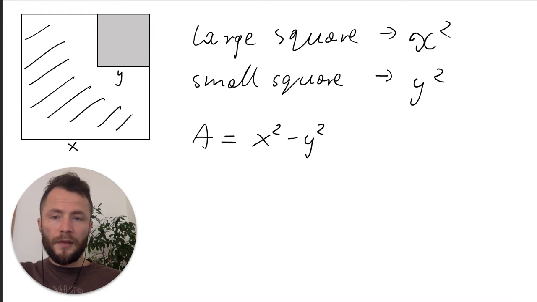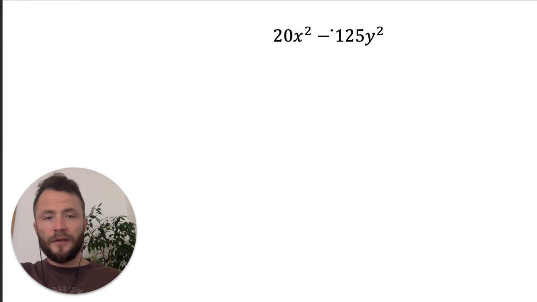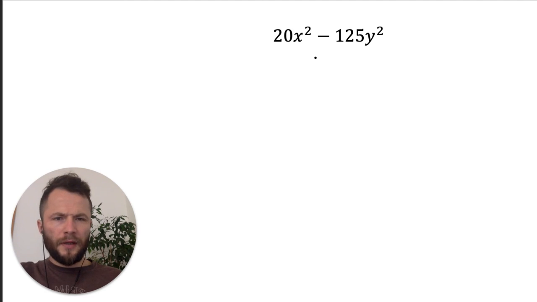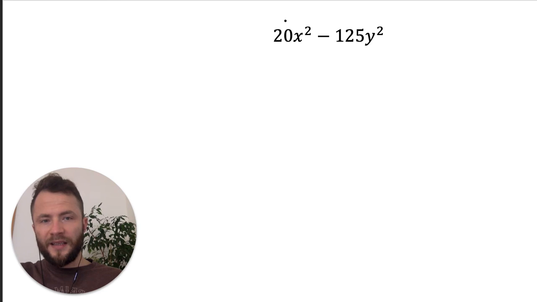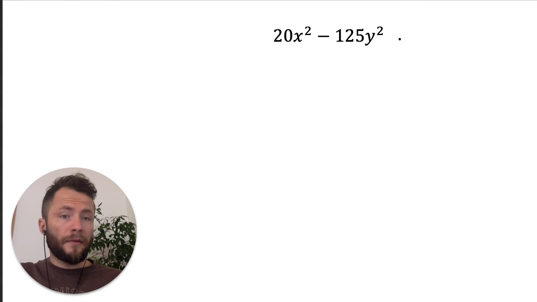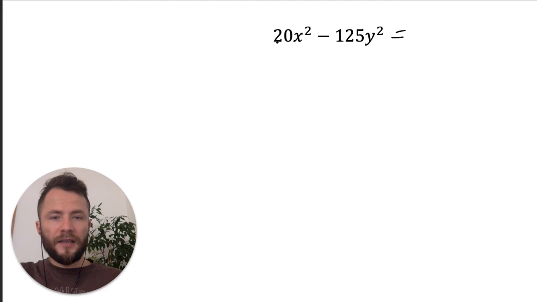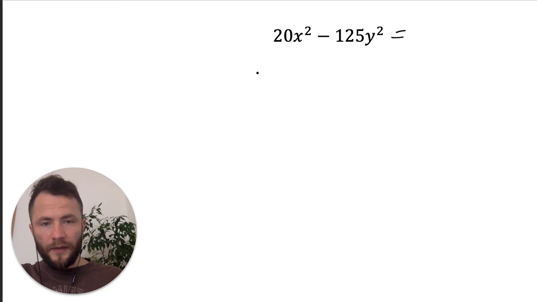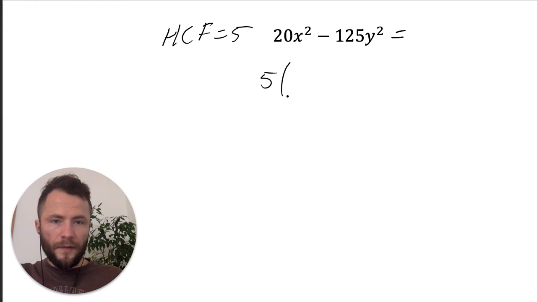Why do we want to do it? Well, sometimes we want to use it to factorize expressions that contain squares. If we look at this one, initially you can see that there is no way to factorize it by difference of the squares, because 20 is not a square and 125 is not a square. However, what we can do first is take the highest common factor out of the coefficients of those two terms. The HCF equals 5, so we take the 5 out of the bracket, and inside the bracket we end up with 4x squared minus 25y squared.